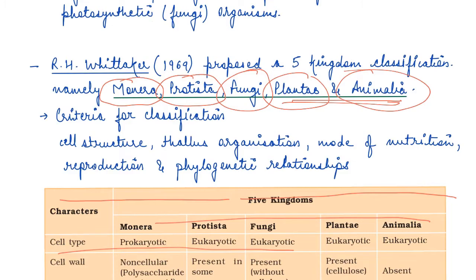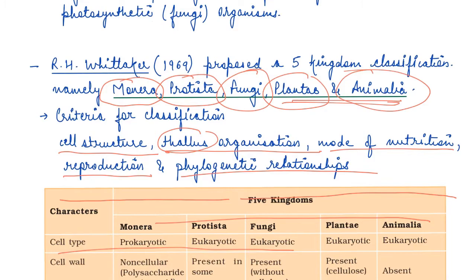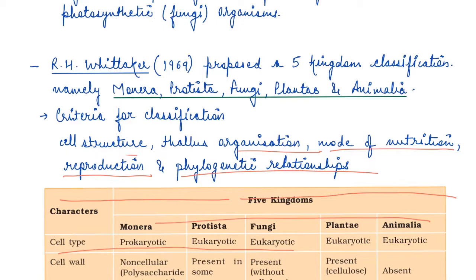So what are the criteria for this classification? The criteria of this classification were cell structure, thallus organization, we'll study about what thallus is, mode of nutrition of these species, their reproduction cycle, and the phylogenetic relationship of them. Okay, so these are various criteria for classification. Now, what exactly are the characteristics in detail? We'll see that as well. So there are certain detailed characteristics.